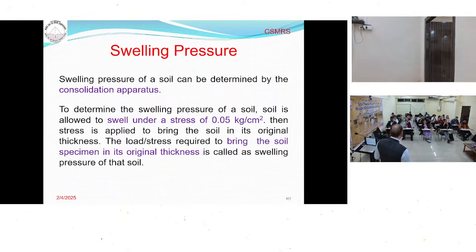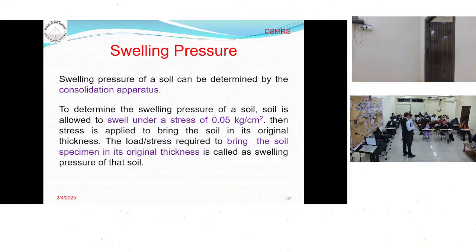Second is the swelling pressure test. What is the swelling pressure? Because expansive soil has the characteristic to expand when it comes in contact with water. Okay? So if the soil swells, what will happen? It will apply pressure. How much pressure the soil will apply, we determine, and that is called the swelling pressure.